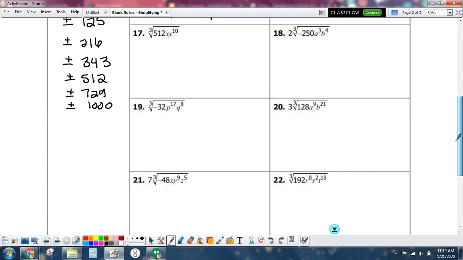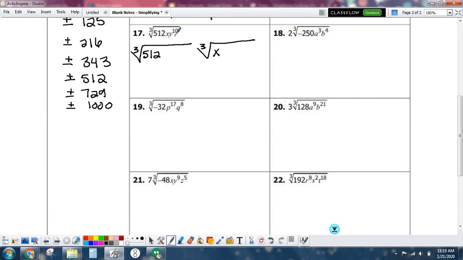So for number 17, I have 512 under here, and I know that that is a perfect cube, but I can see that these other ones aren't perfect cube numbers, or aren't multiples of 3. So I am going to put my 2 radicals. Okay, so 512, I know that that is a perfect cube. It's on my list. So I'm going to write it down. And then I have x to the first, and I know that that is not a multiple of 3, and there's no way I can make that a multiple of 3 with subtraction. So I'm going to put that on the right.